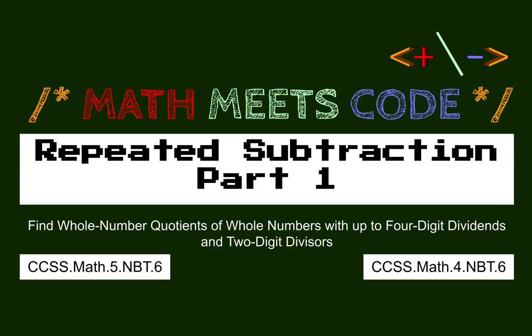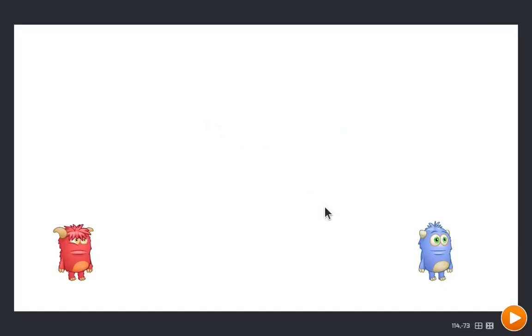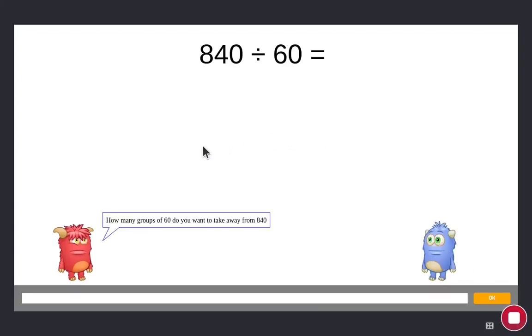So I'm going to give you an example of what this could look like when you're done. The user hits the play button and is presented with a dividend, a divisor, and a blank quotient. And we're going to ask the user how many groups of the divisor he or she wants to take away from that original dividend.